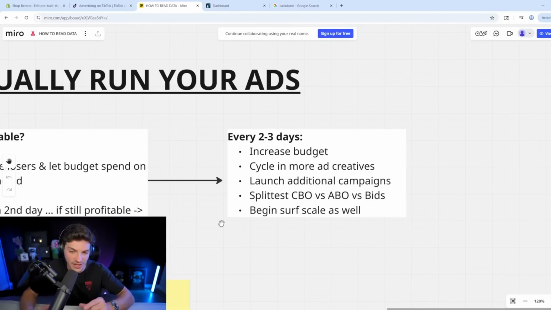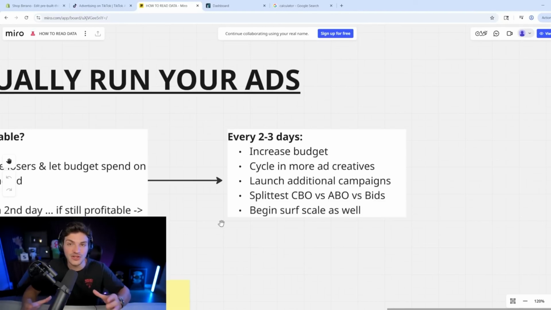Spend more on what's working, but also if you have ads that are underperforming, you can turn those off and add new ads in. So every 2 to 3 days, focus on adding in more ad creatives, launch some new campaigns, and don't just focus on the testing CBO I gave you. What if an ABO outperforms that? So if you get profits in the early stage, you want to split test everything, CBO, ABO, bids, and you want to double down on what's working the best.